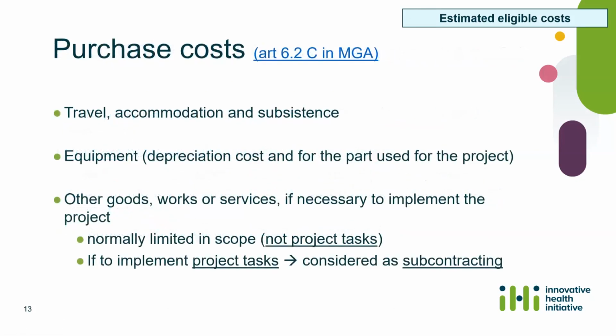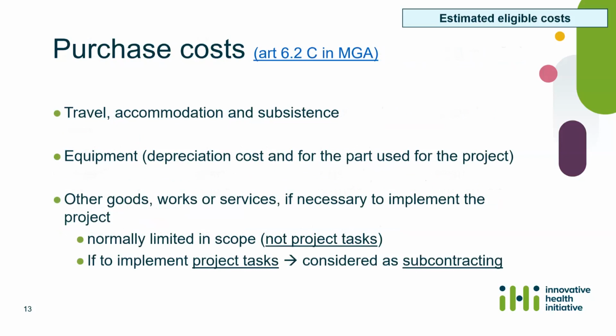Thank you. So purchase costs, that's when you have in this category travel or accommodation or subsistence costs. You can also have cost for equipment. So in this case, you need to consider only the depreciation cost of the equipment, and you need to calculate this following your usual practice again. And you also need to only consider the part of the equipment that has been used for the project.